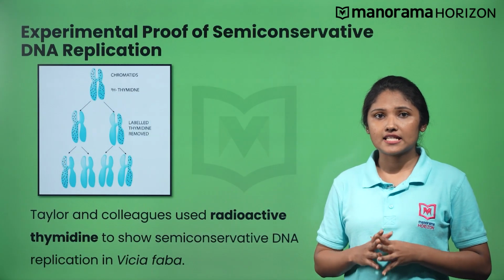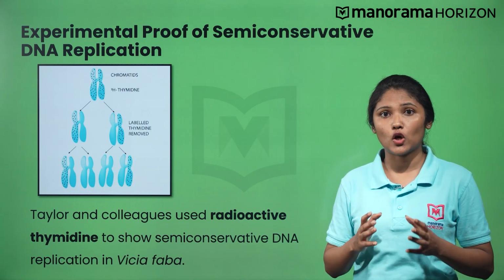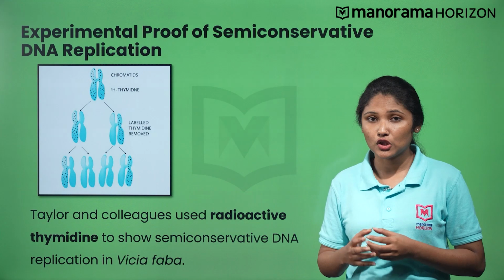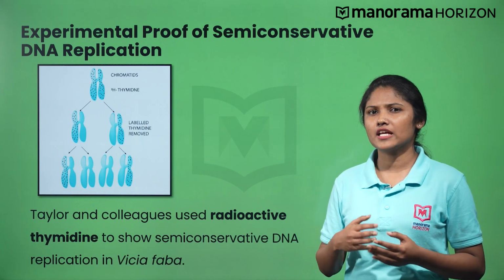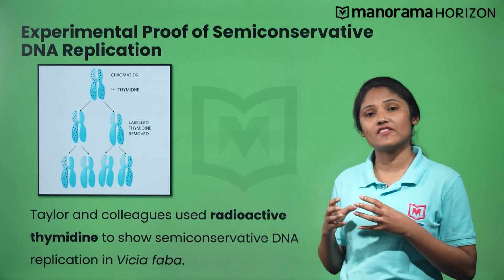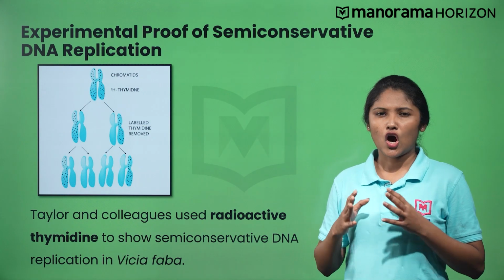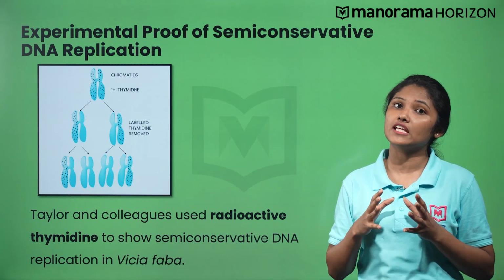Taylor and colleagues in 1958 used radioactive thymidine and observed its presence in the newly formed DNA in Vicia faba. The results of their experiments were also consistent with the semi-conservative DNA replication. All these experiments proved the semi-conservative nature of DNA replication.